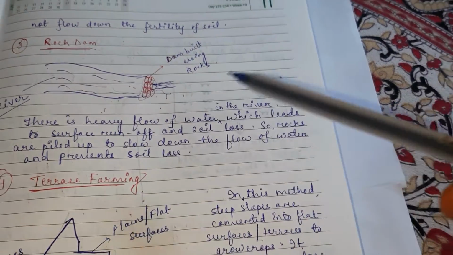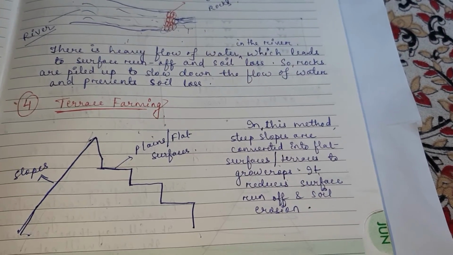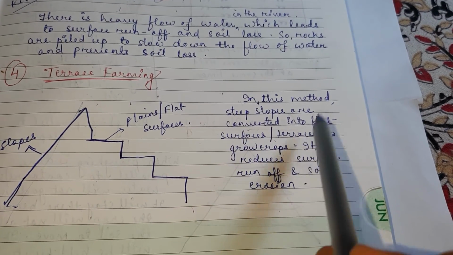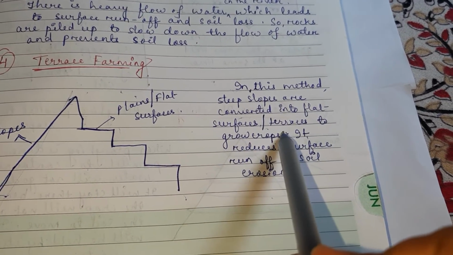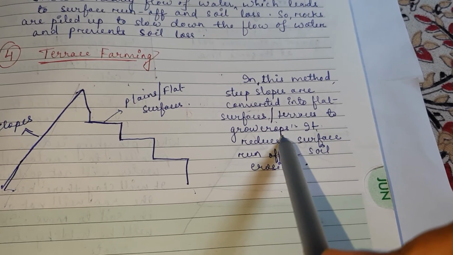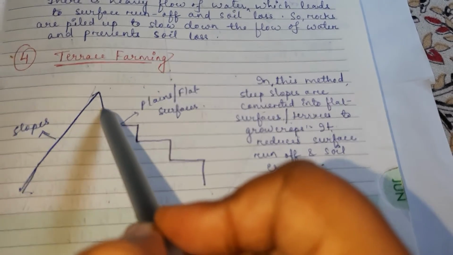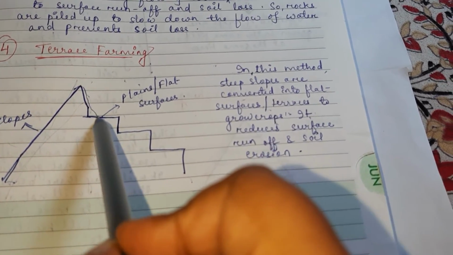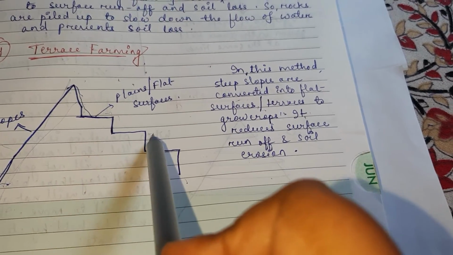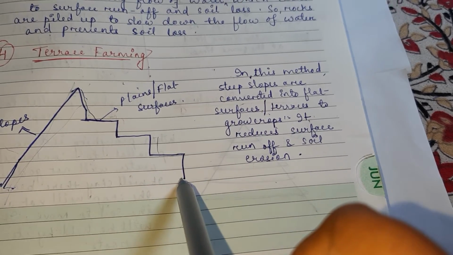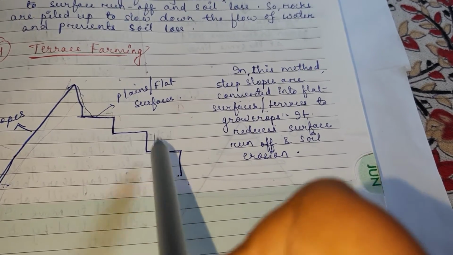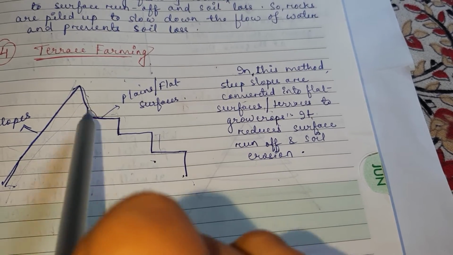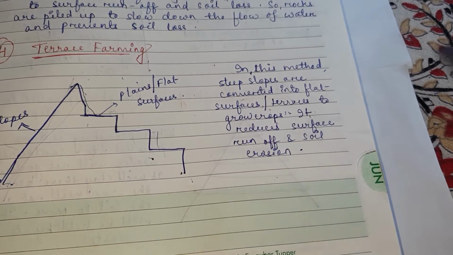The next method is terrace farming. In this method, steep slopes are converted into flat surfaces or terrace-like structures to grow crops. Here you can see on one side steep slopes are there, and on the other side the slopes are cut into flat surfaces in order to grow crops. So it reduces surface runoff and finally soil erosion. This method is called terrace farming.